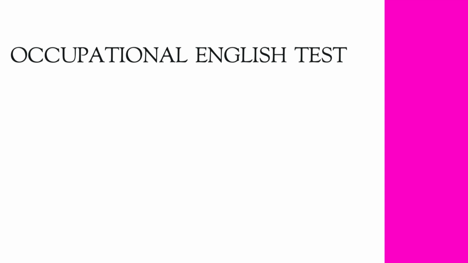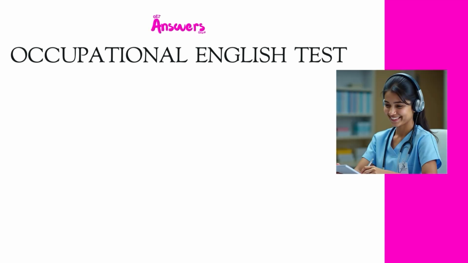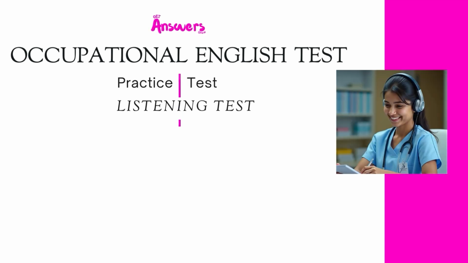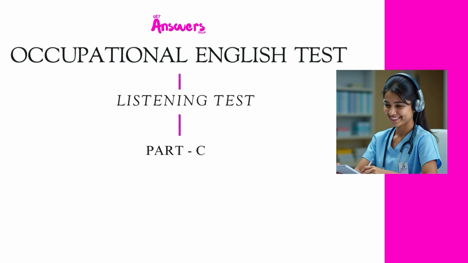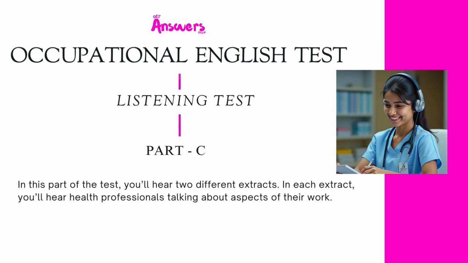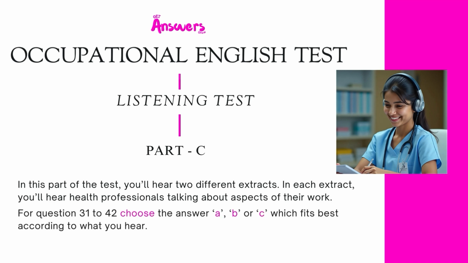Occupational English Test. OET Answers Practice Test, Listening Test. Part C. In this part of the test, you'll hear two different extracts. In each extract, you'll hear health professionals talking about aspects of their work. For questions 31 to 42, choose the answer A, B, or C, which fits best according to what you hear. Complete your answers as you listen.